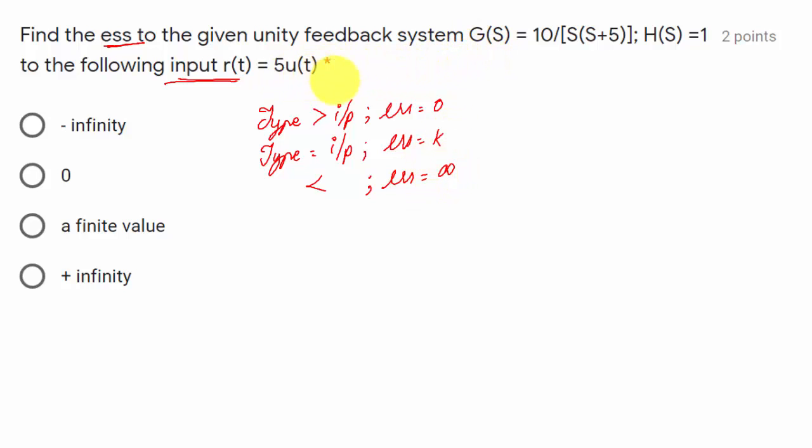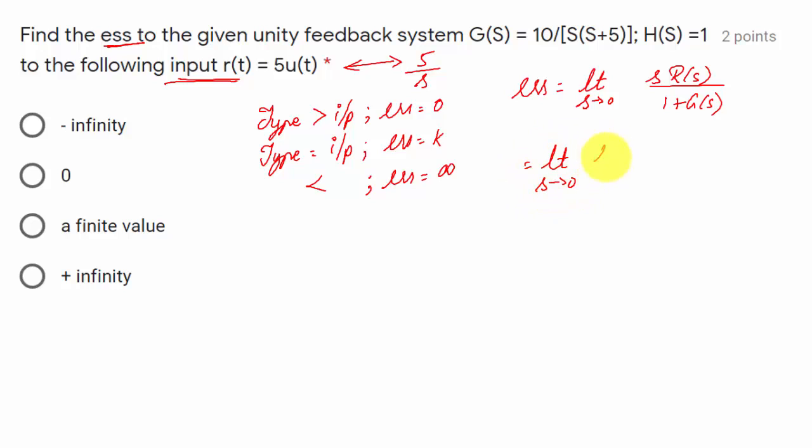In this case, what they have given is r of t equals 5 times u of t. Taking the Laplace transform, I will get 5 divided by s. To find the steady state error, it equals the limit as s tends to 0 of s times R(s) divided by 1 plus G(s) H(s). H(s) value is 1. So I will get the limit as s tends to 0 of s into 5 divided by s, whole divided by 1 plus 10 divided by s into s plus 5.